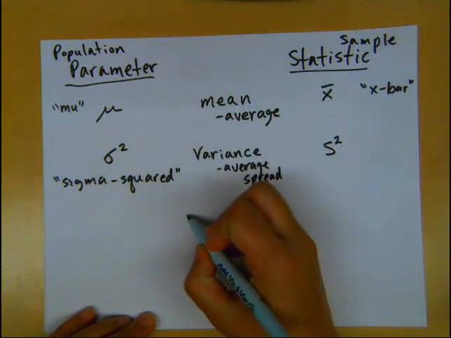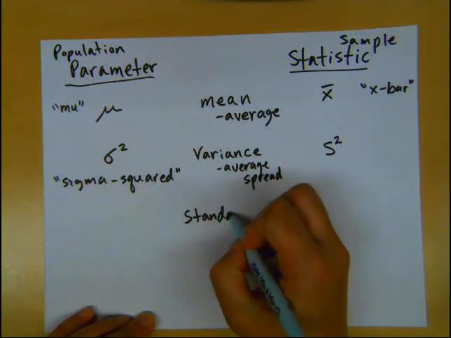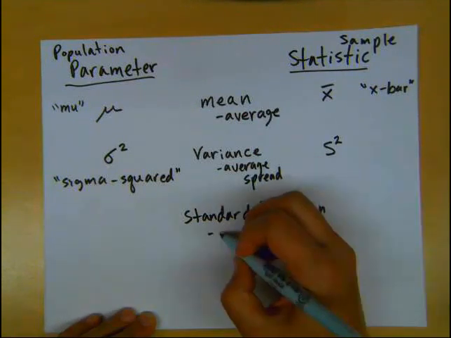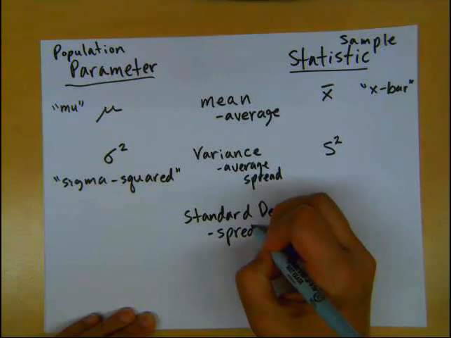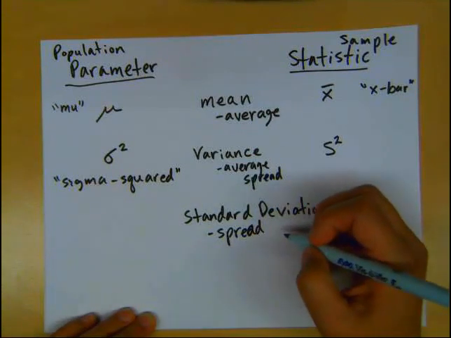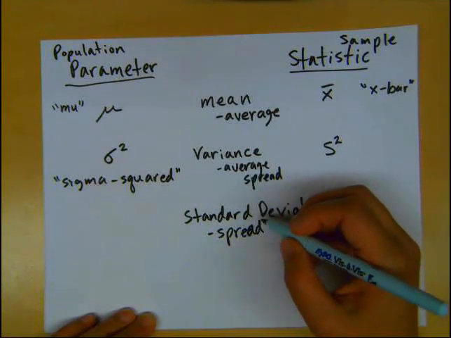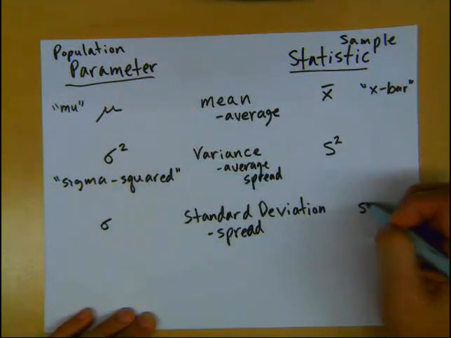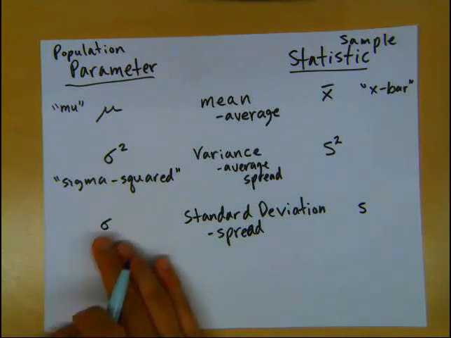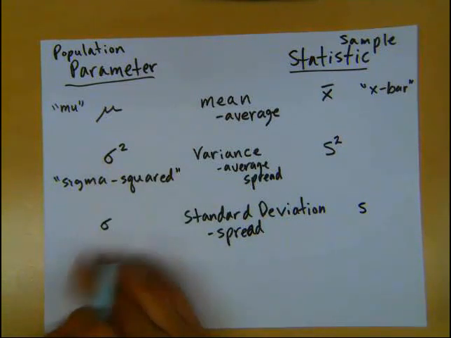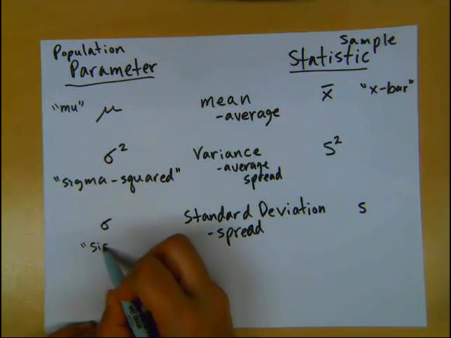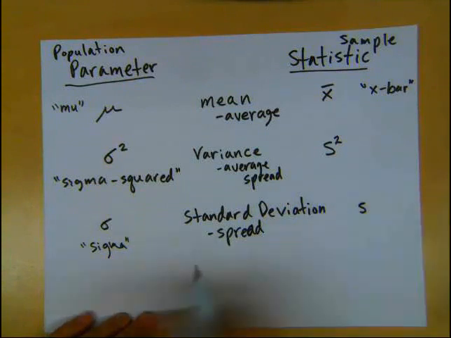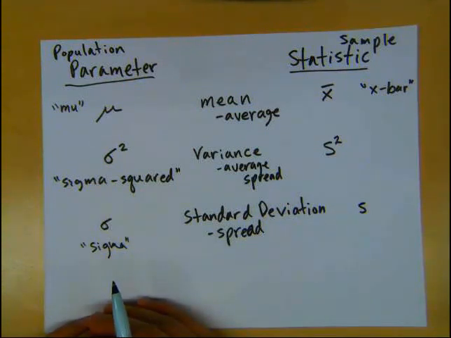Another one that we're going to work with is called the standard deviation. It also measures how spread out a data set is, but it's a little bit more useful than the variance. They're related. It is just the square root of the variance. So instead of the squared symbol, we use the corresponding symbol without the 2 next to it. So we have just sigma and just a regular S for our standard deviation.